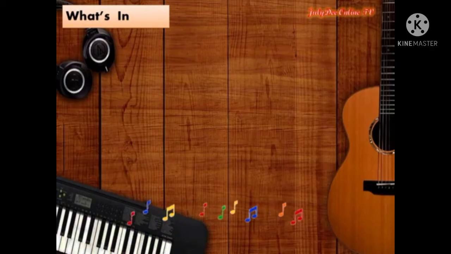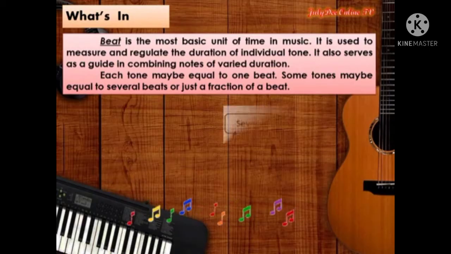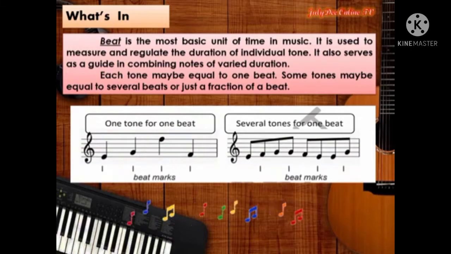Now let's move to what's new. Beat is the most basic unit of time in music. It is used to measure and regulate the duration of individual tones. It also serves as a guide in combining notes of varied duration. Each tone may be equal to 1 beat. Some tones may be equal to several beats or just a fraction of a beat.